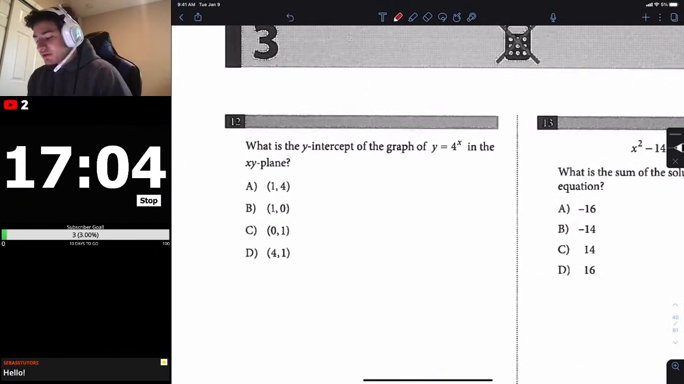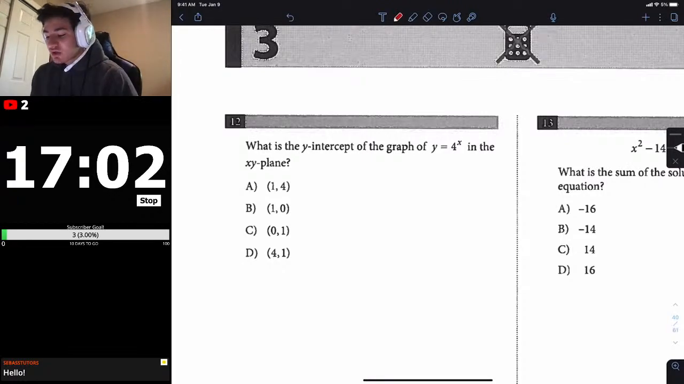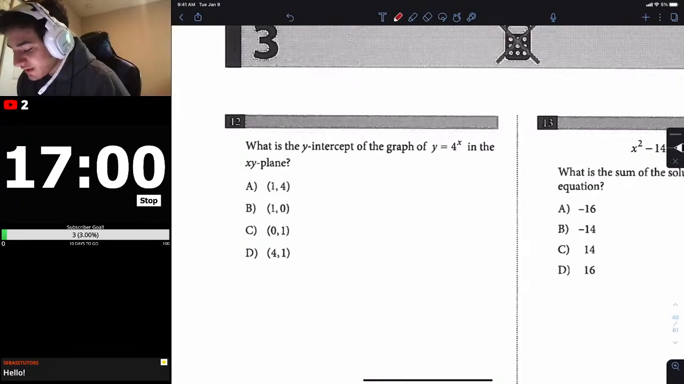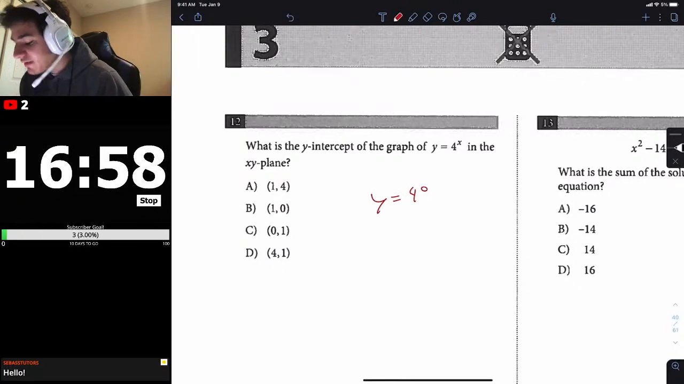What is the y-intercept of the graph? Okay, y-intercept occurs when x is 0. Plug in 0 for x. y equals 4 to the 0. Anything to the 0th power is 1, so y equals 1.